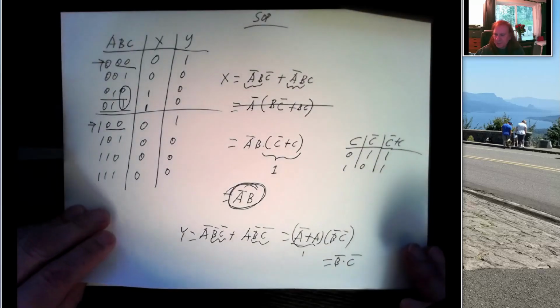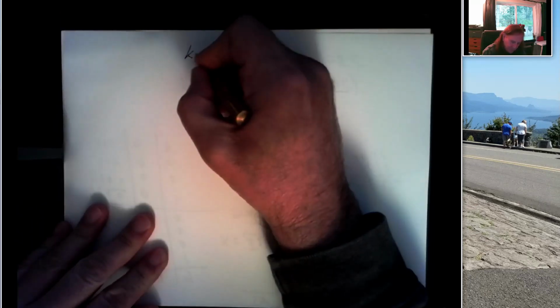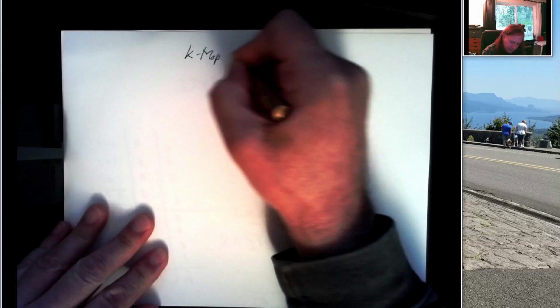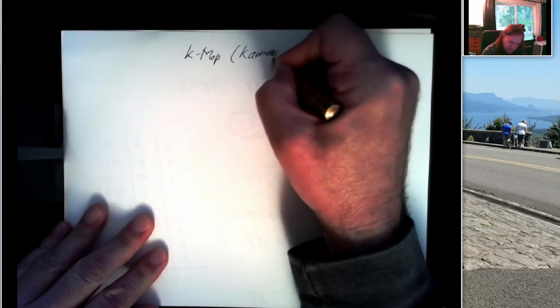So there's a trick we can use. It's a visual graphical trick we can use. It's called a K-map. K is for the name Carnot. And this is a way we can relatively easily find a simpler version of a truth table.